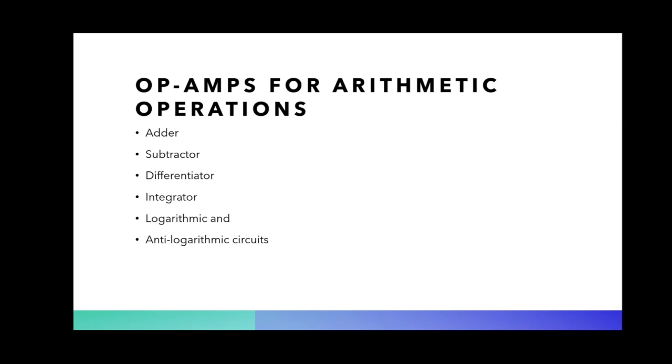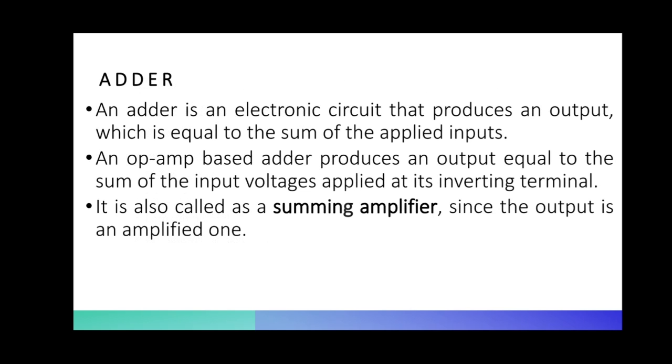Operational amplifiers for arithmetic operations: adder, subtractor, differentiator, integrator, logarithmic and anti-logarithmic circuits. First, let's see about the adder. An adder is an electronic circuit that produces an output equal to the sum of the applied inputs. An op-amp based adder produces an output equal to the sum of the input voltages applied at its inverting terminal. It is also called a summing amplifier since the output is an amplified one.